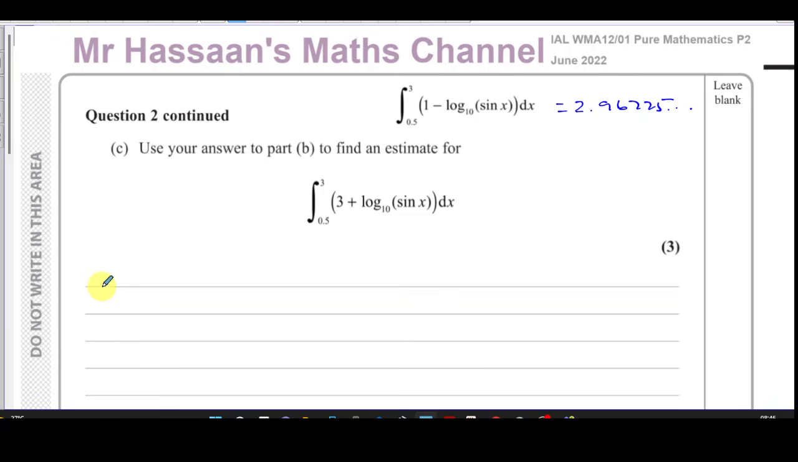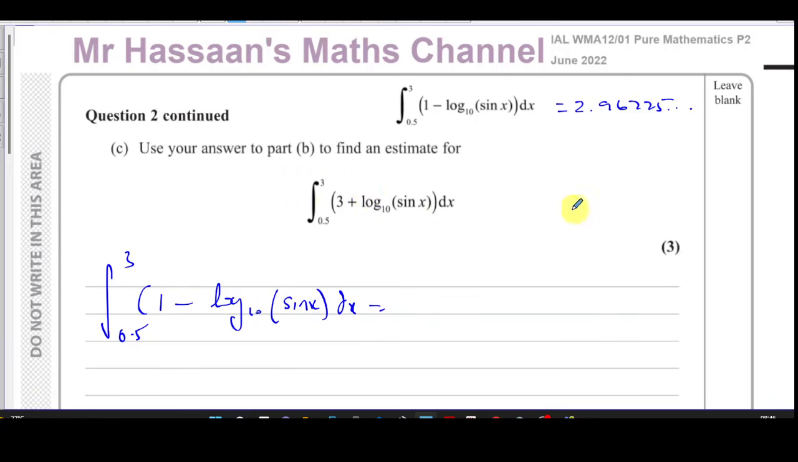So I can say that basically the integral between 0.5 and 3 of 1 minus log to the base 10. We don't have to write the base 10, but I'll just write it anyway as they've written it, dx. Now, how does this look like that? Well, of course, I have to take it away from something because I have to end up with a negative log to the base 10.